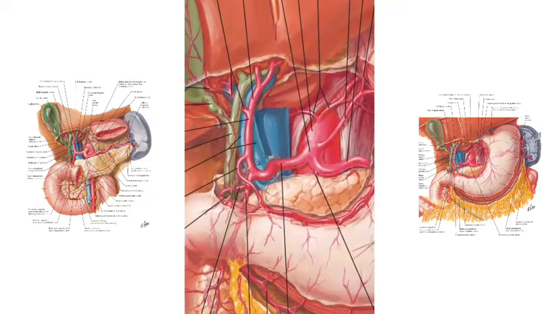This branch is the common hepatic artery, which gives off the gastroduodenal artery over this region. This is the gastroduodenal artery. After that, this region is known as the proper hepatic artery, which gives off the right hepatic artery and left hepatic artery at this region. From the proper hepatic artery, the right gastric artery originates and passes along the lesser curvature of the stomach.